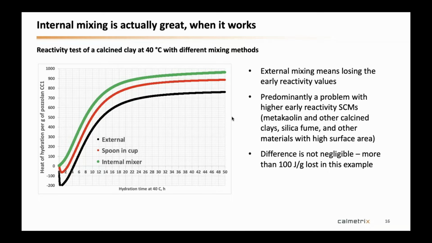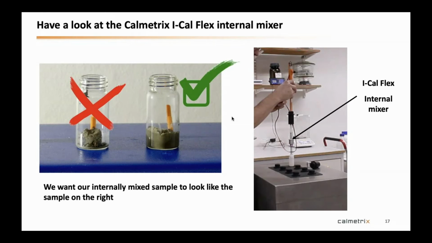And that difference is not negligible. In many cases, it represents about 100 joules per gram, which is substantial. It's something that you do not want to miss, especially with highly reactive materials like the clays. So if we could mix internally, we definitely should do it. Now, what we want is this. If you look towards the left, you see the left-hand sample where you have that lump, and this is exactly what we don't want. What we want is like the right-hand sample, where you have a nicely mixed homogeneous paste, well dispersed.